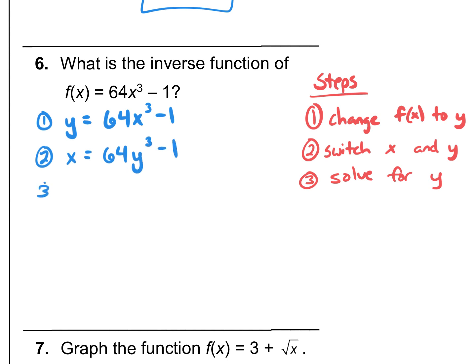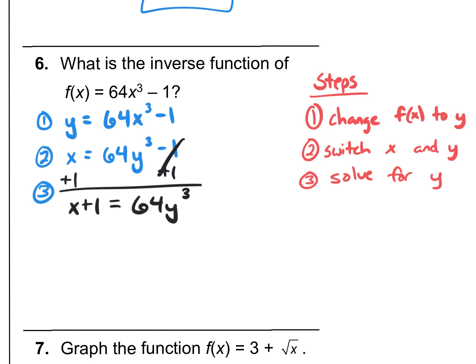And then finally our step 3 is solving for y. Okay, now keep in mind we want to get y by itself. So what do I need to do first? I need to add 1. On this side, is that going to turn into 1x or something else? It's going to turn into x plus 1 equals 64y to the third. What should I do next here?